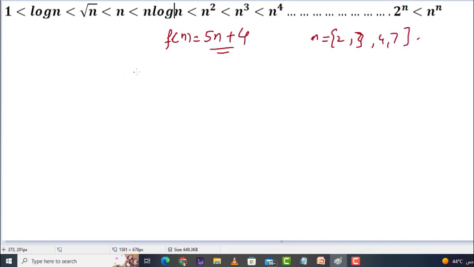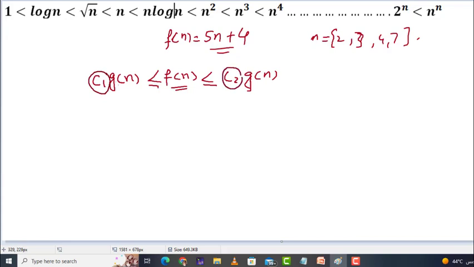The definition of theta bound will be, this is your f(n). So you will have to find the upper bound of this function and the lower bound of this function. And here should be c1 g(n) and c2 g(n). Here you can see this is c1 and this is c2, so it means that you can have different values for c1 and c2.